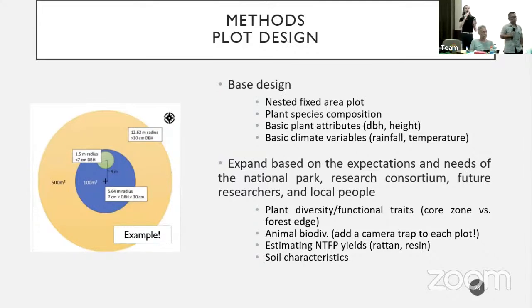So from this base design, in terms of the elements that we would add: do we want to add a camera trap to each plot? Do we want to estimate NTFP yields in each plot? Do we want to compare the core zone to the forest edge? These different elements of what could happen within each of those plots, which animals we assess, things like this, is all open to discussion.